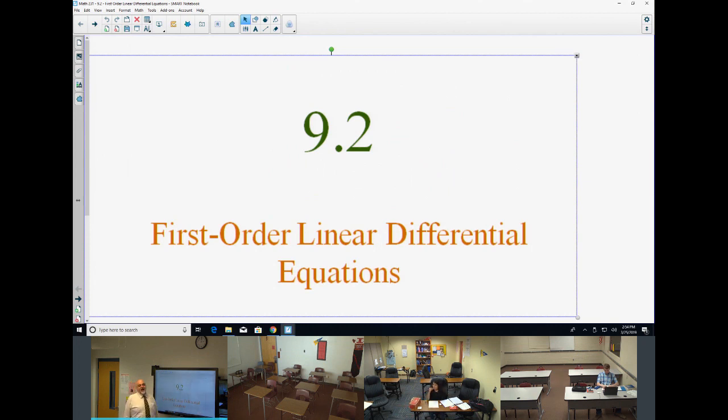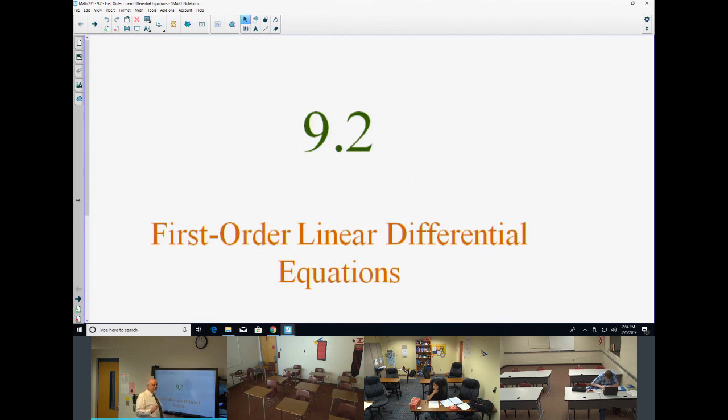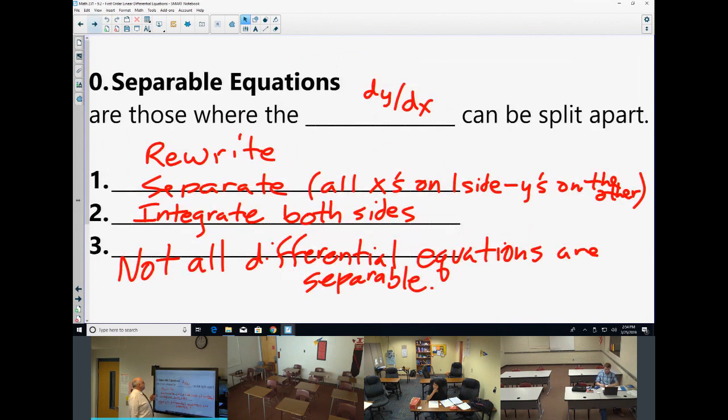It's kind of like when you first solve equations back in Algebra 1. You start with linear equations, and then you do quadratics and all this kind of stuff. But the first ones are just linear. And that's the same thing here, linear. So there are going to be two types in this section. The first type is what we call separable equations, and these are the easier ones. For separable equations, those are the ones where the dy dx can be split apart.